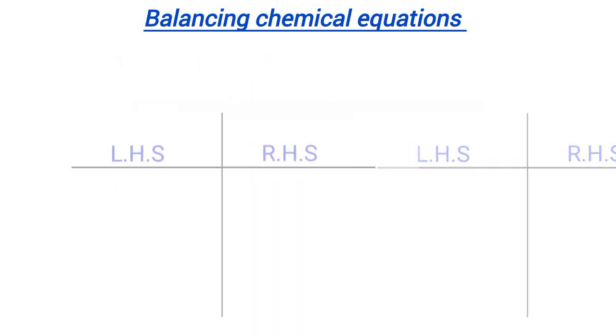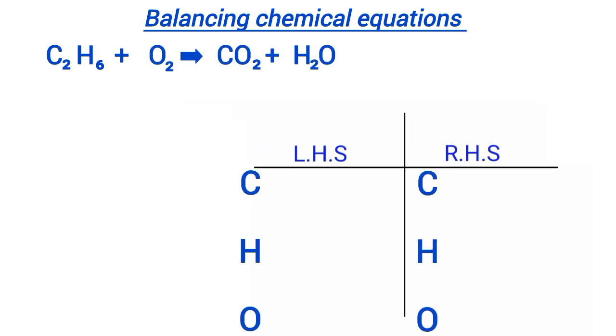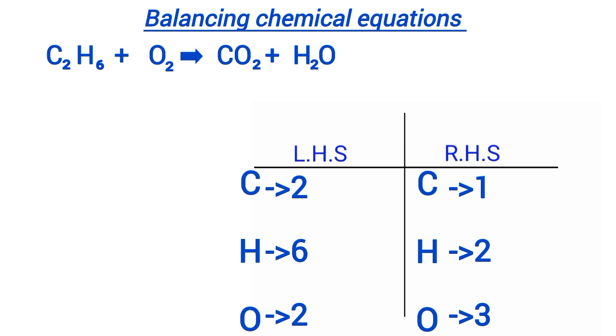Let's also look at this. In this equation, we have 3 atoms, which are carbon, hydrogen, and oxygen. On the left-hand side of the equation, we have 2 carbon, 6 hydrogen, and 2 oxygen. On the right-hand side of the equation, we have 1 carbon, 2 hydrogen, and 3 oxygen.